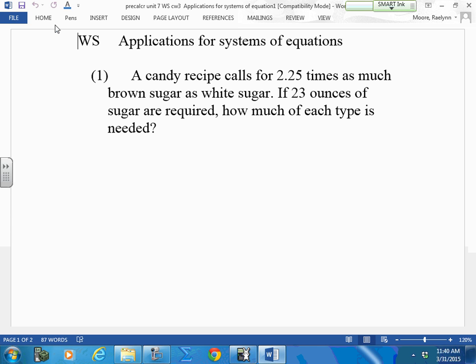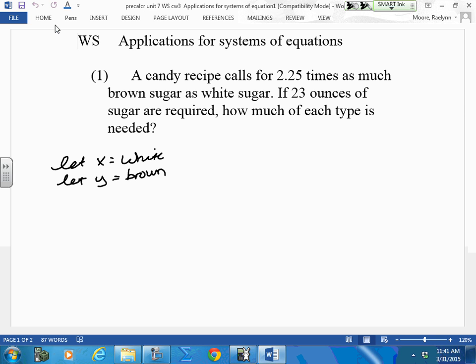So we have a candy recipe which calls for 2.25 times as much brown sugar as white sugar. So first of all, who uses more? Brown sugar or white sugar? Brown sugar is using more. So generally you let X be the easier one. Let X equal the white sugar, or it doesn't really matter which one you let X be, and let Y, and I know you could do it the other way, but let Y equal the brown sugar.